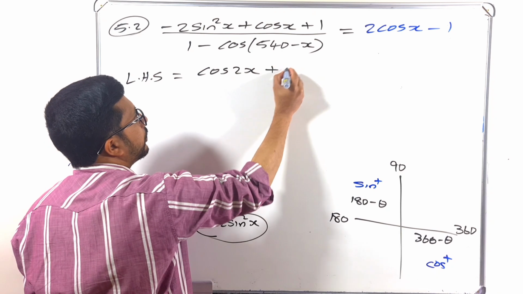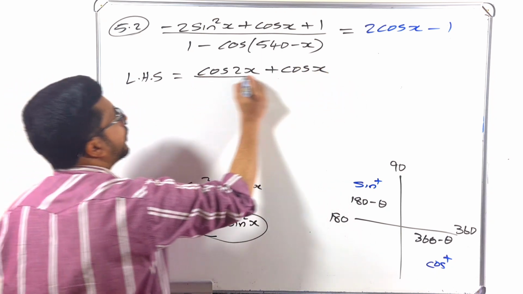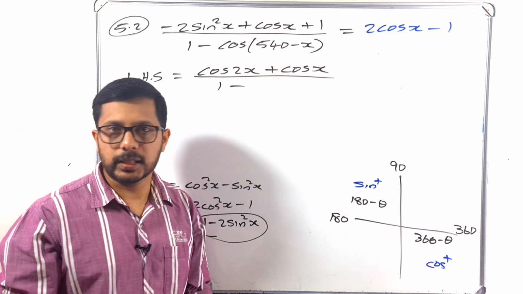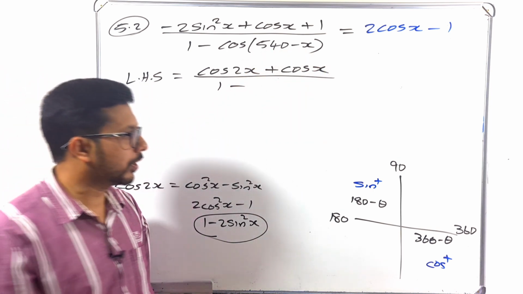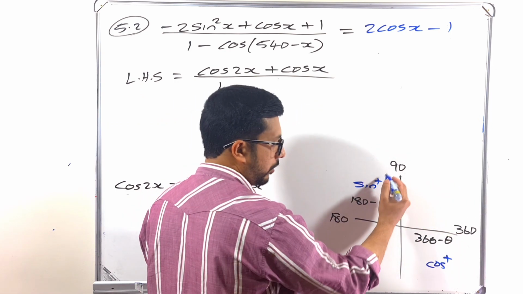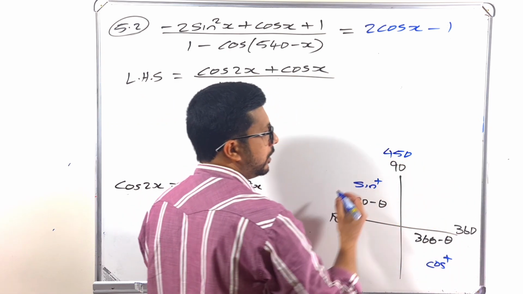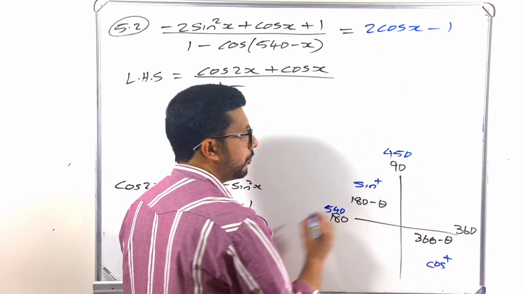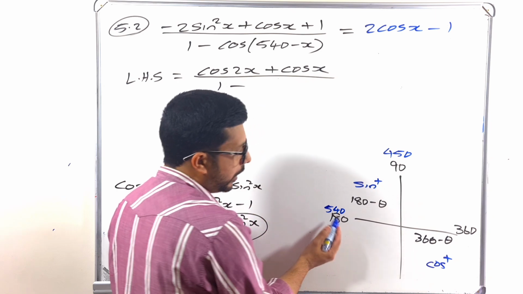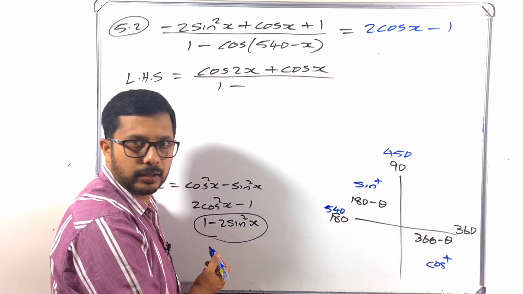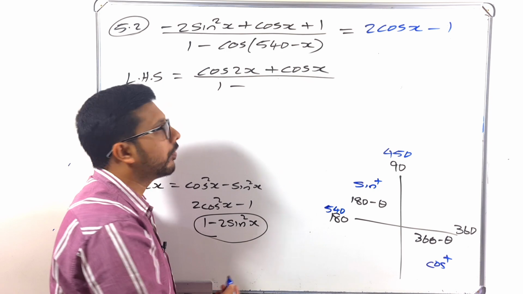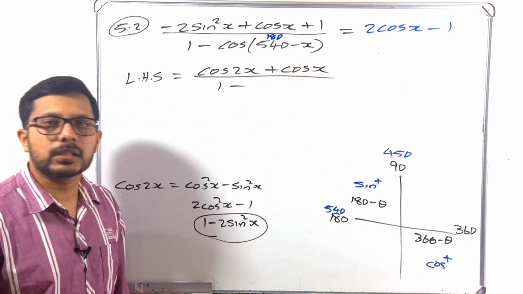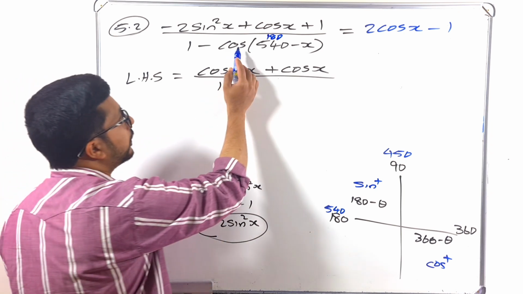Then there is a cos x plus cos x, divided by 1 minus, what is this one? 540 minus x. You have to understand that this is 360, then the second rotation is again plus 90, that means 450, and 450 plus 90 is 540. So this 540 is the same as 180. Am I right? You have to consider like that, you have to understand that 540 is the same as 180. So you have to think like that.